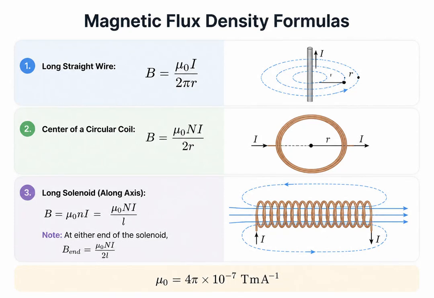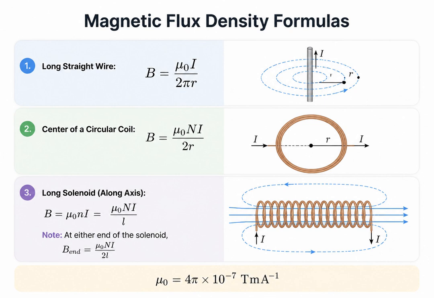Now let's look at how we calculate the magnetic flux density produced by current-carrying conductors of different shapes. For a long straight wire carrying a current I, the magnetic flux density B at a perpendicular distance r is given by mu naught I over 2 pi r. If we wind that wire into a circular coil of n turns and radius r, the field at the very center is stronger, given by mu naught Ni over 2r. Finally, for a long solenoid with n total turns over a length L, the magnetic flux density along its central axis is uniform and equals mu naught Ni, where n is the number of turns per unit length.